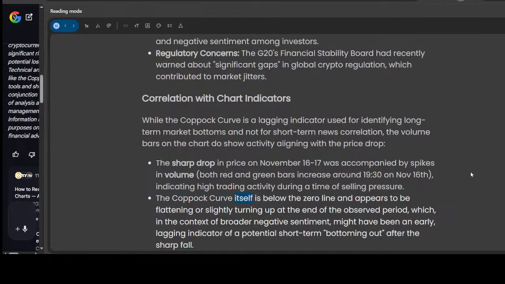The Copic curve itself is below the zero line and appears to be flattening or slightly turning up at the end of the observed period, which, in the context of broader negative sentiment, might have been an early, lagging indicator of a potential short-term bottoming out after the sharp fall.